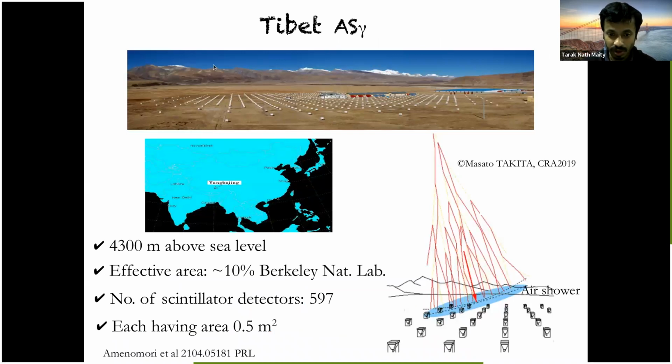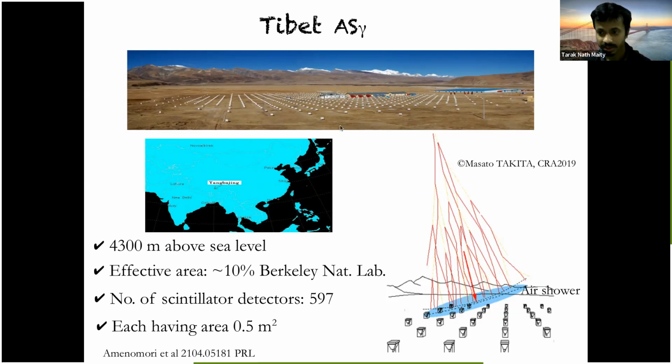So this is the view of the Tibet AS-gamma experiment, which is situated in Tibet, China. This is a Chinese-Japanese collaboration. The experiment is situated at 4,300 meters above sea level. The effective area of the experiment is roughly 10% of the Lawrence Berkeley National Laboratory. Each of the white things that you can see here is a scintillator detector. There are 597 such scintillator detectors, each having an area of half a square meter.